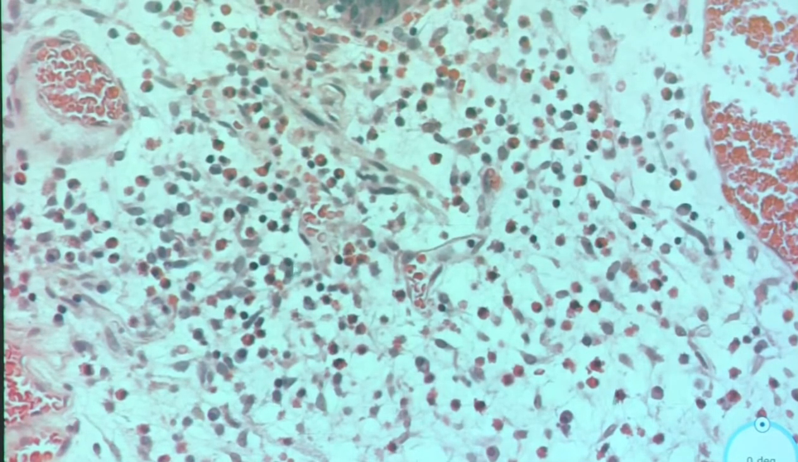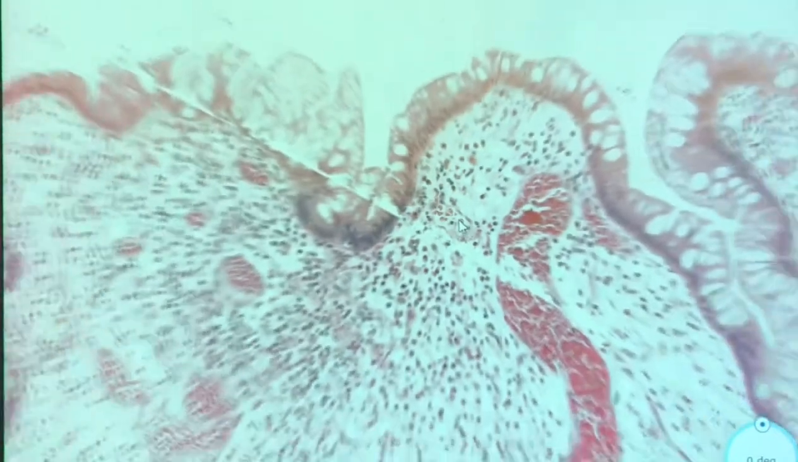And you can always tell them by the eccentric nucleus. You can't really make out the perinuclear hof, but they do have it. Okay. And that's pretty much it.